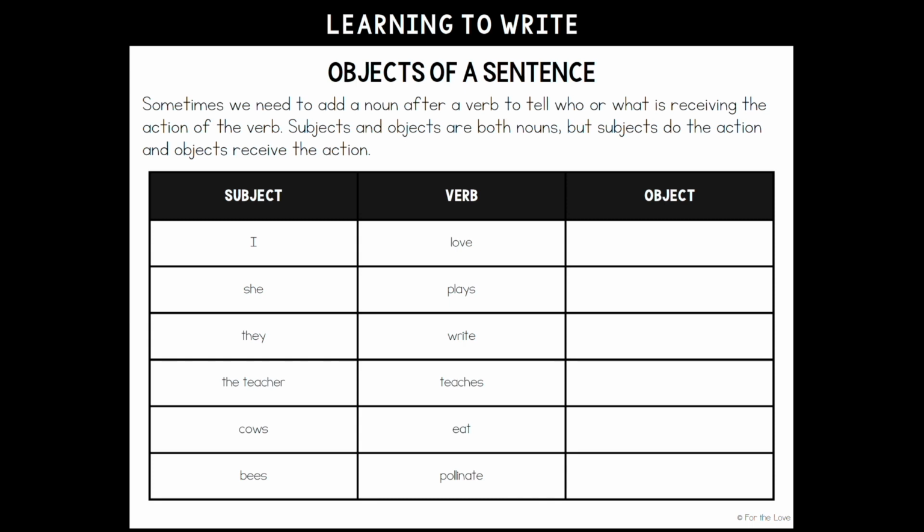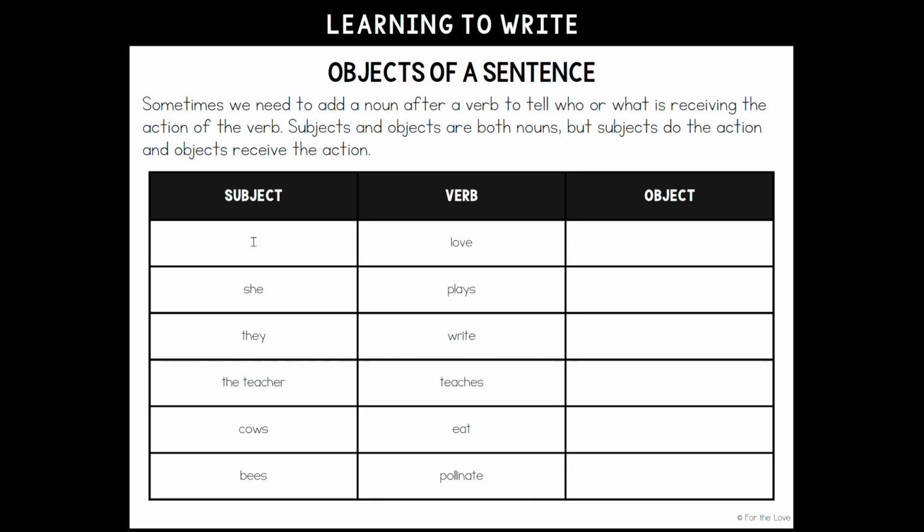There is no teacher page for objects of a sentence because objects of a sentence are usually nouns, which our students already know about. We already have the lists of nouns ready for them to use. We are just using nouns in a different way now. And I'm really excited about this lesson specifically because this is how we expand greatly our students' ability to write sentences in interesting ways. Let's look at the information.